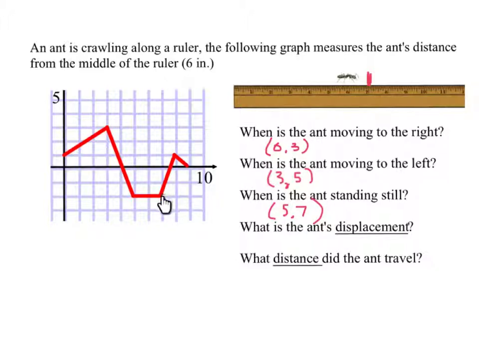Then again, the ant moves forward. It moves forward 3 inches. So from time 7 to time 8, the ant is moving to the right, and then it ends by moving 1 inch backwards. So from 8 to 9, the ant is moving left.